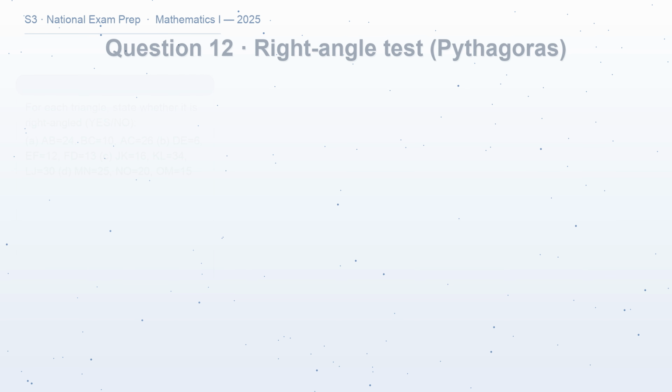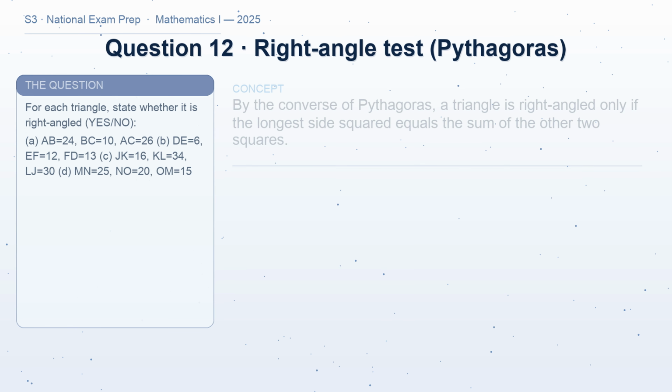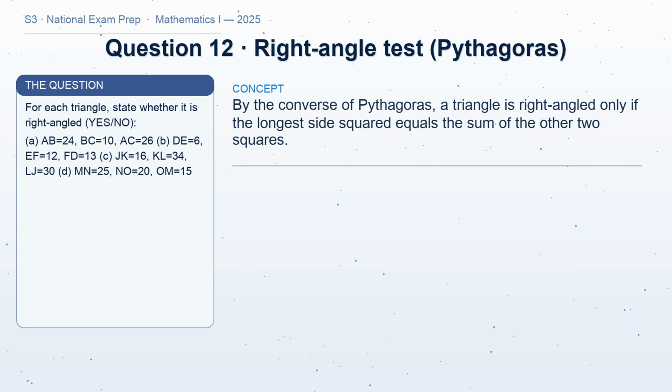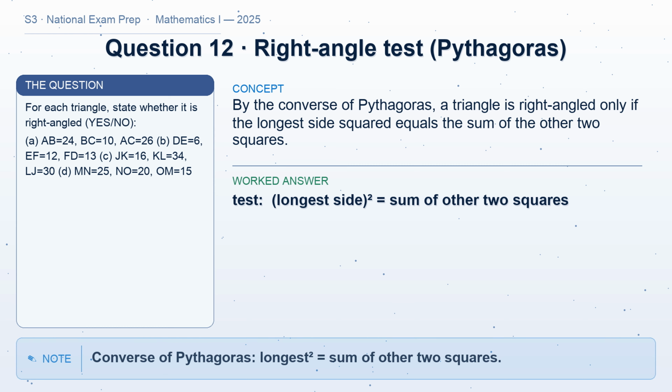Question 12. Decide which triangles are right-angled. 24, 10, and 26; 6, 12, and 13; 16, 34, and 30; 25, 20, and 15. Use the converse of Pythagoras. A triangle is right-angled only if the square of the longest side equals the sum of the squares of the other two. For A, 10 squared plus 24 squared is 676, which equals 26 squared, so yes.